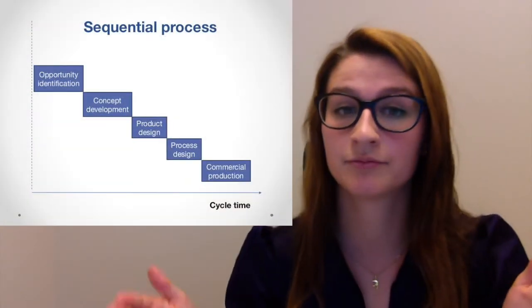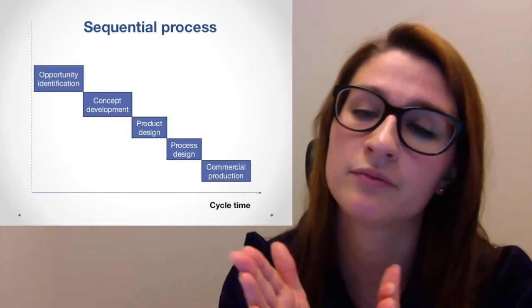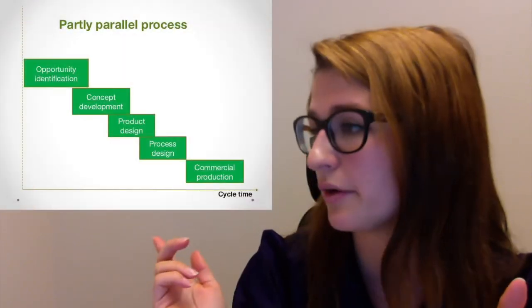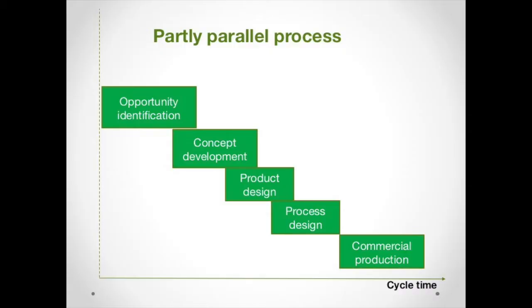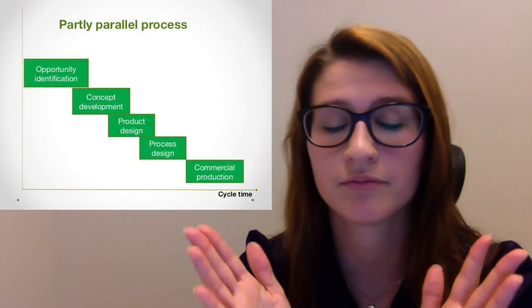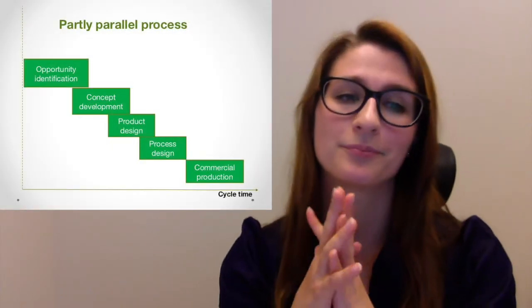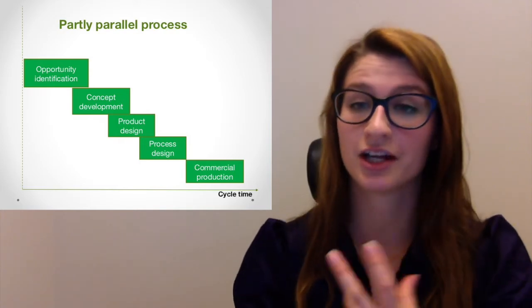And this takes time. And one way to make it take less time is to use a parallel development. And here you can see a partly parallel process where you kind of squeeze them together, and you start with the concept development before you have finished the opportunity identification. You start with the product design before you're done with the concept development, and so on, to kind of make the cycle time shorter.